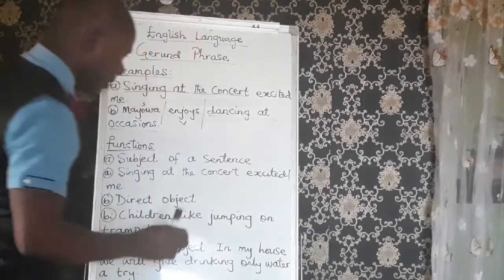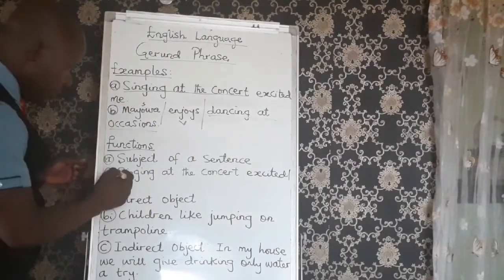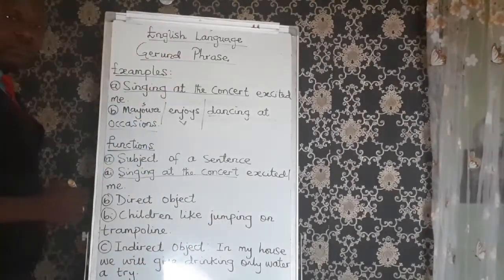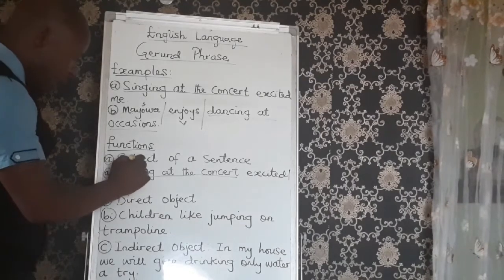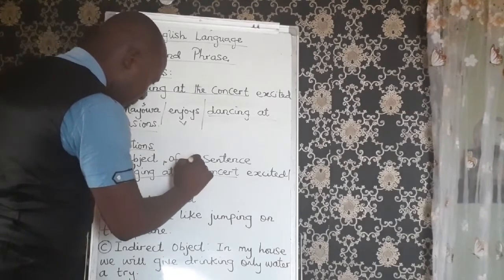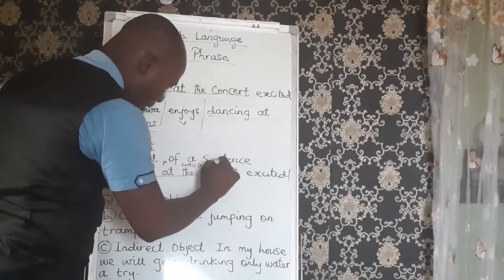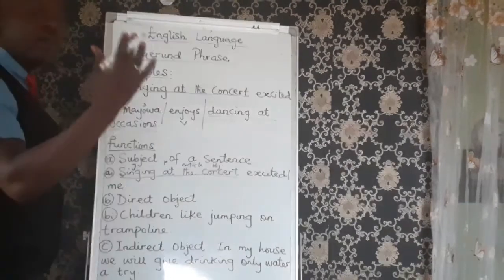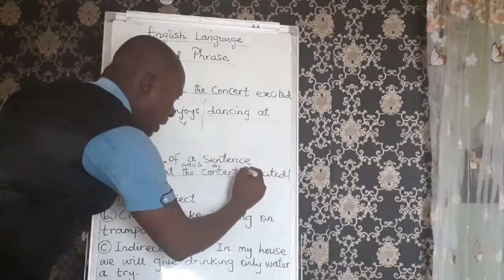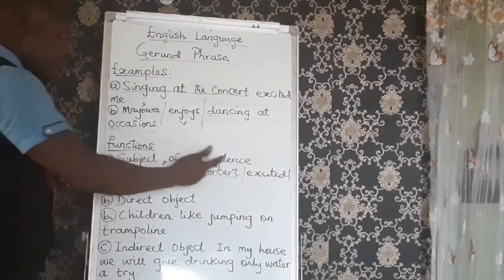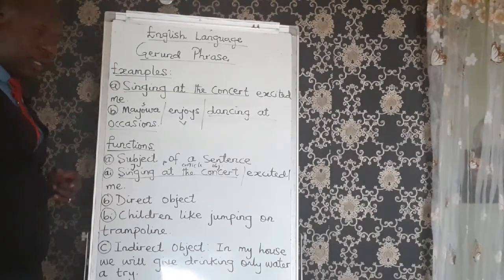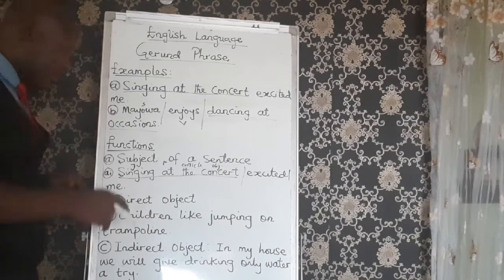Okay. Let's use them there. Singing at the concert is a gerund phrase there. Because we have the gerund here, you have the preposition here, you have the article here, then you have the object here, which gives you a phrase. Now, together, they form the subject of the sentence.